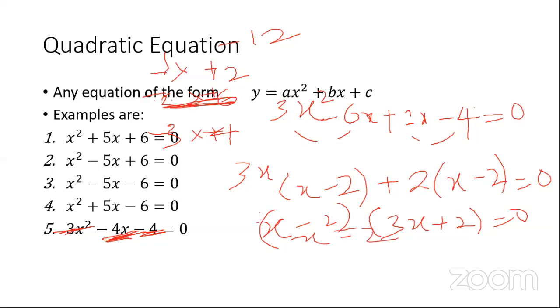Then the remaining one: if 3x plus 2 equals 0, you take plus 2 to the other side, it becomes minus 2. So x equals minus 2 over 3. So x equals 2 or minus 2 over 3. That's the solution of that particular question. So based on that, we need to move fast.